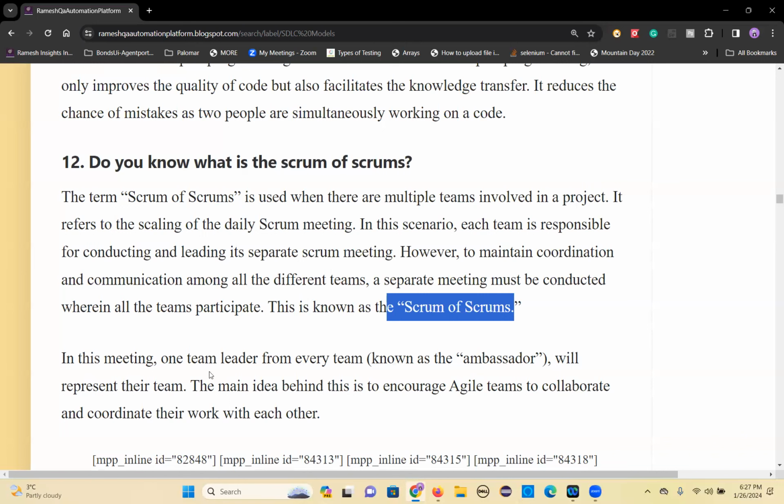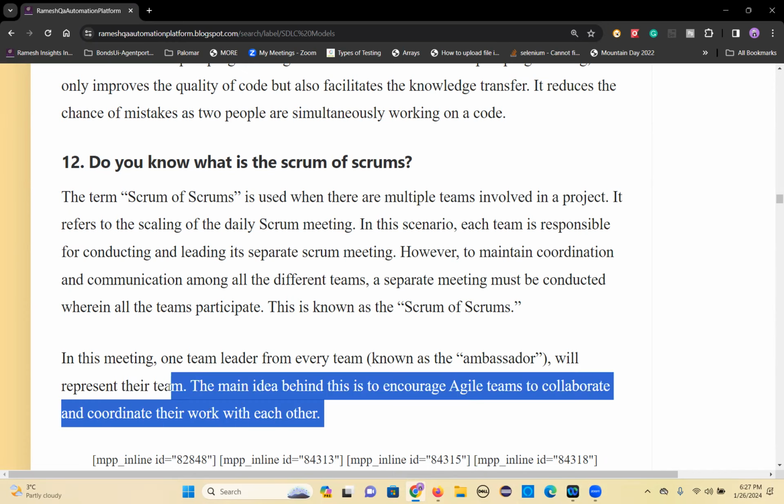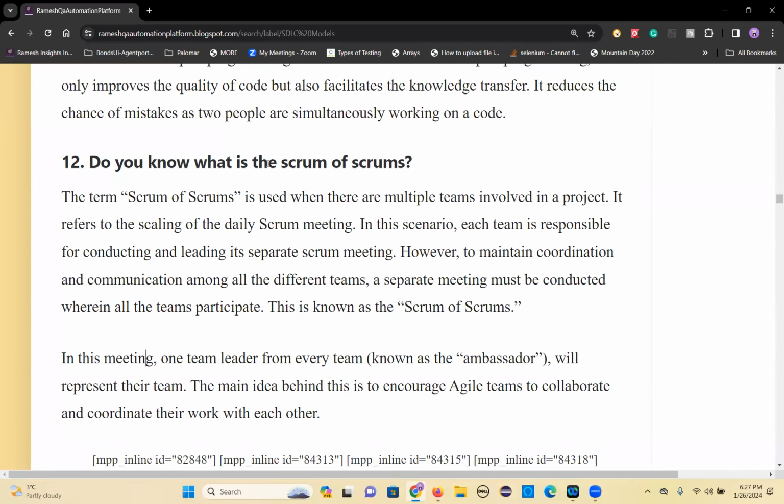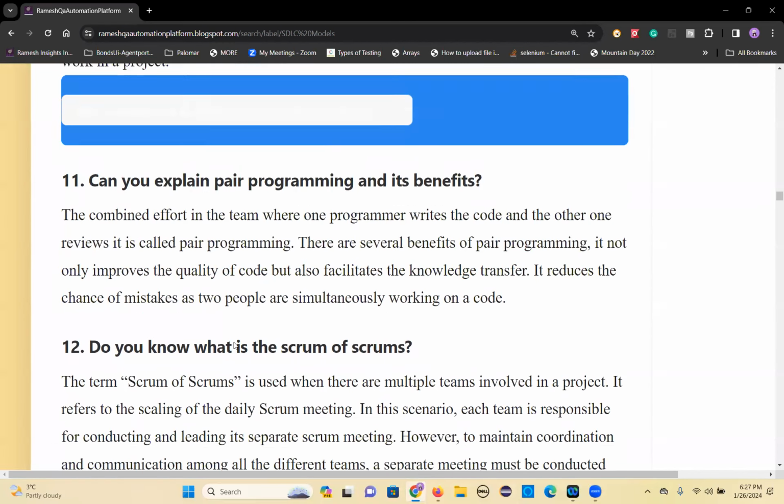Clear? In the meeting, one team leader from every team will represent there. Not everybody, maybe only your Scrum Master will go there. The main idea behind this is to encourage Agile teams to collaborate and coordinate their work with each other. That's the main purpose of Scrum of Scrums.